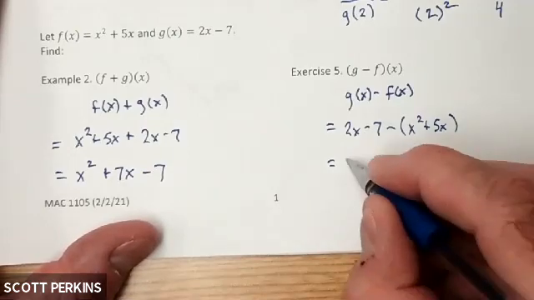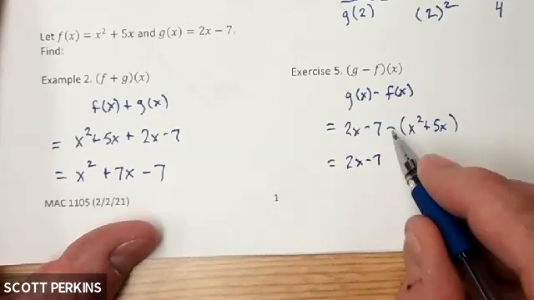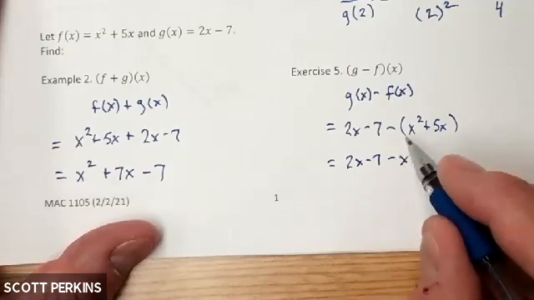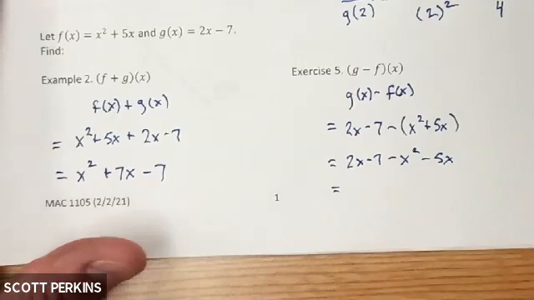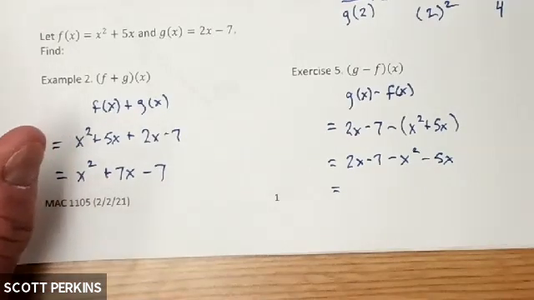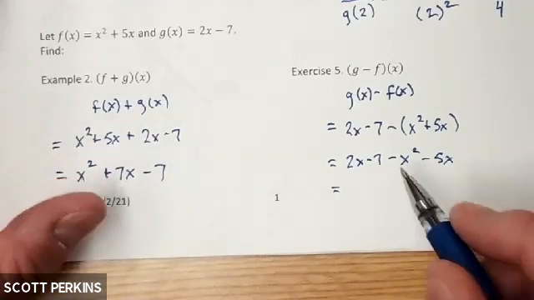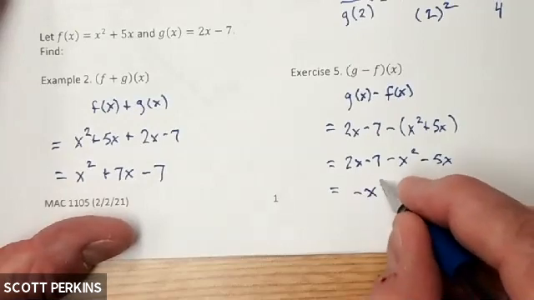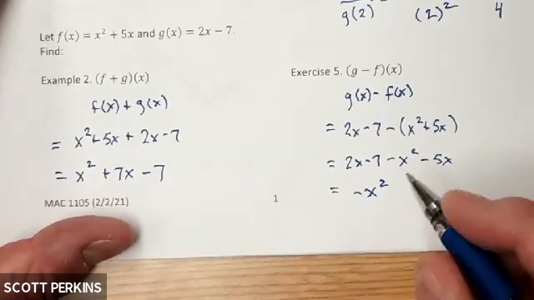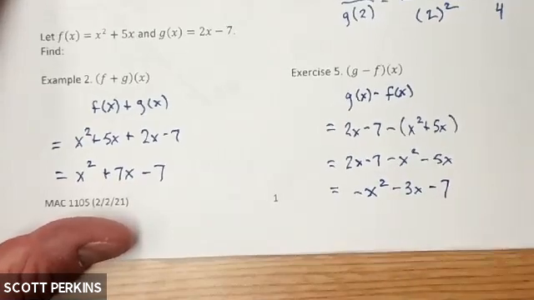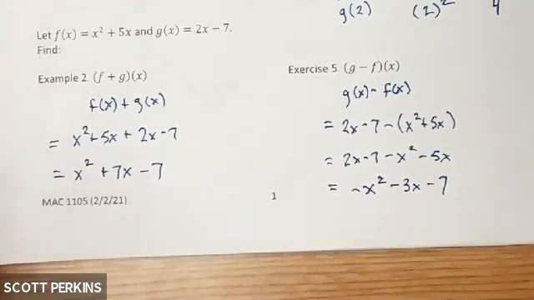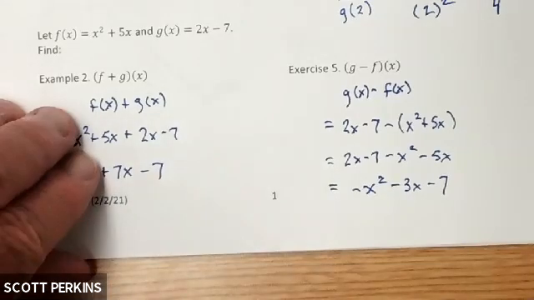All right, so I'm going to distribute that minus sign. A negative times x squared is negative x squared. A negative times 5x is negative 5x. I like to put my terms in descending order. It's not mandatory. It's just helpful as we go along. So I'm going to put that negative x squared first. The 2x minus 5x is negative 3x, and then minus 7. As long as you have those three terms, in whatever order, doesn't matter. I just put mine in descending order.